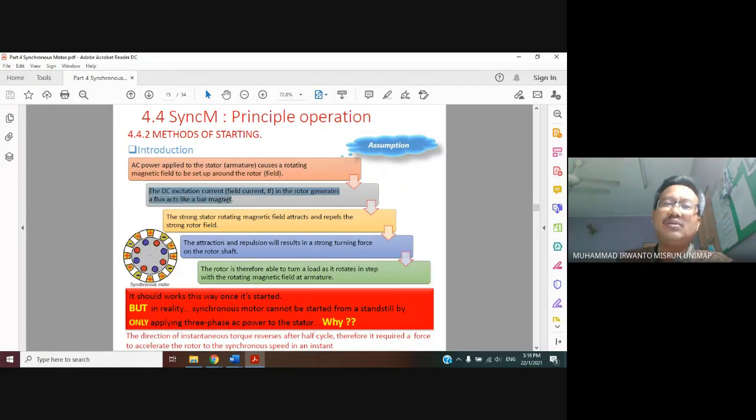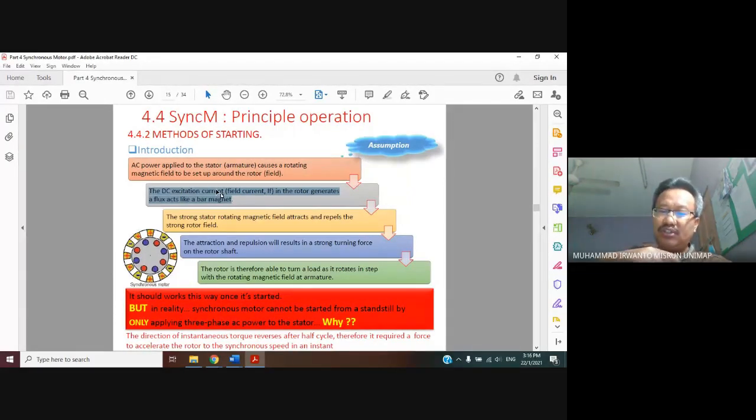After that, we go to the rotor. The DC excitation current, the field current IF. Remember, when we discuss the current that flows through the rotor winding, it is the field winding. So current will flow through the rotor winding and produce magnetic flux, the magnetic field.